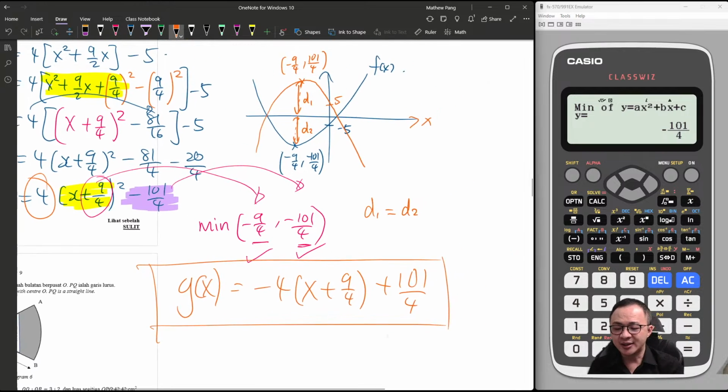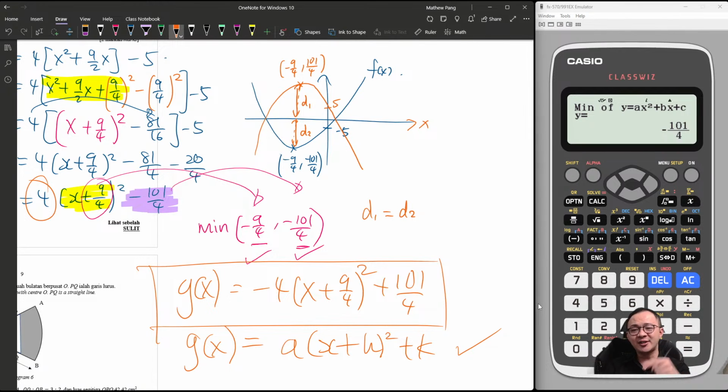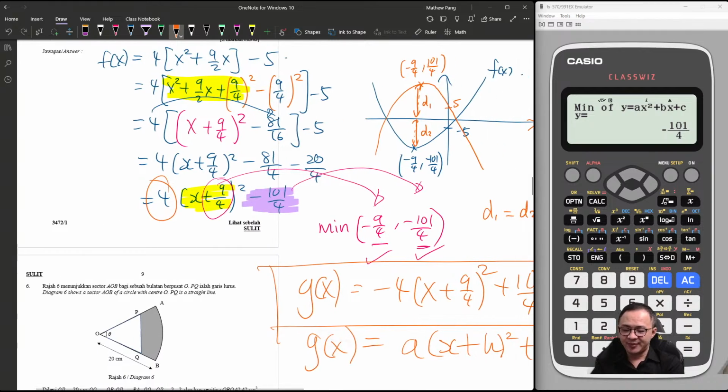Okay, basically once I got the maximum coordinate already, I can easily form this equation by using the vertex form. Some student might ask, how can you write this equation? Because this is the vertex form. So if you haven't memorized the vertex form, memorize it now because it's very important to form a new equation by using it. Okay, done.